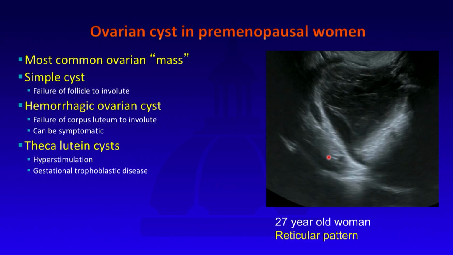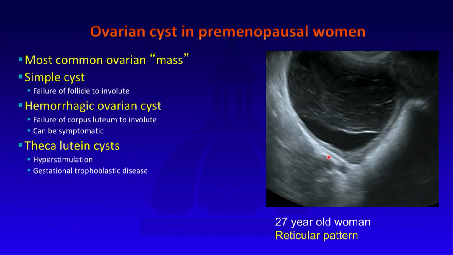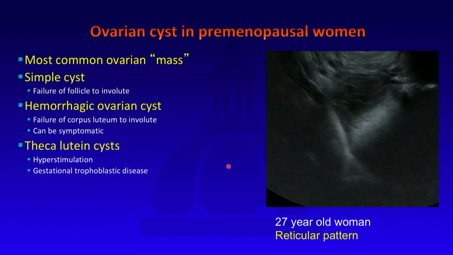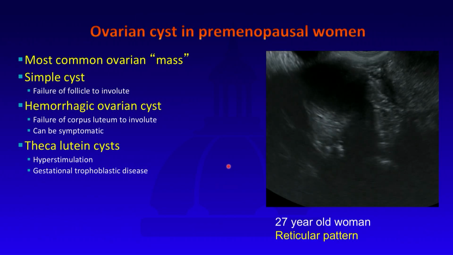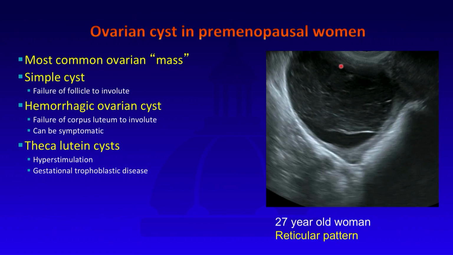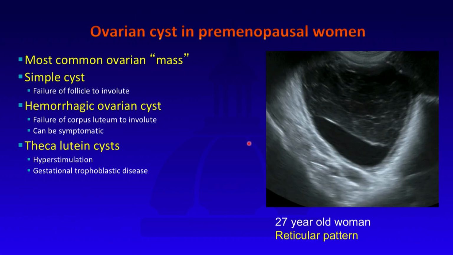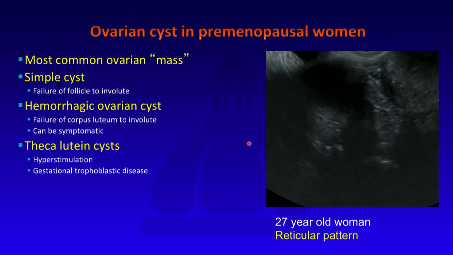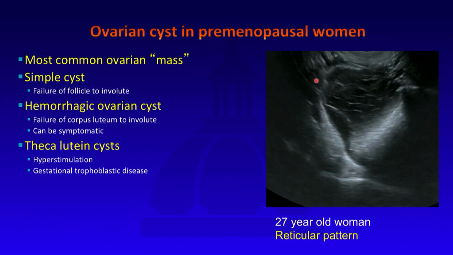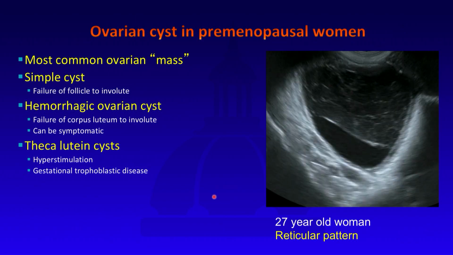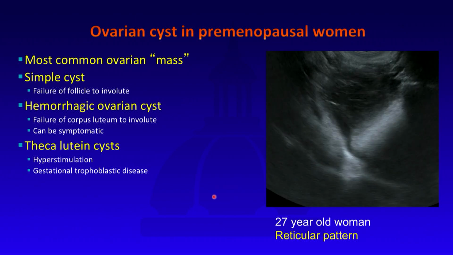So the most common is the ovarian cyst in a premenopausal woman. It can be a simple cyst, which usually is failure of the follicle to involute, or it could be a hemorrhagic cyst like this one. The term we used to use was lace-like or fishnet. The term that O-RADS recommends now is a reticular pattern, as you can see here in this retracting clot. And they can be symptomatic, as we discussed on Monday. So this patient can present with pelvic pain.